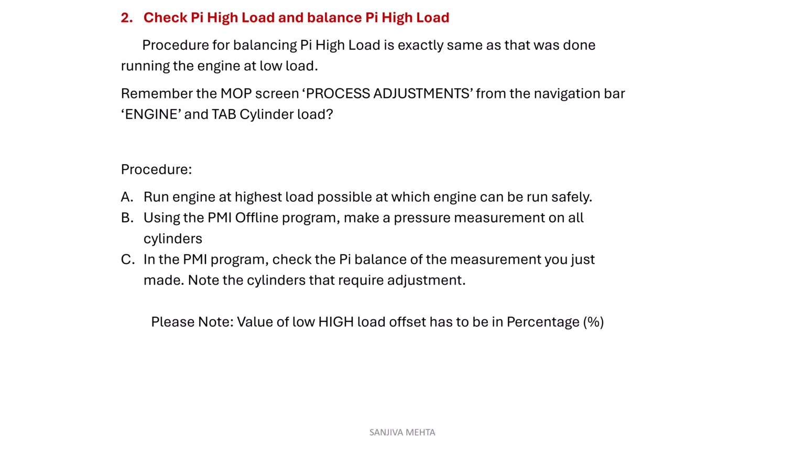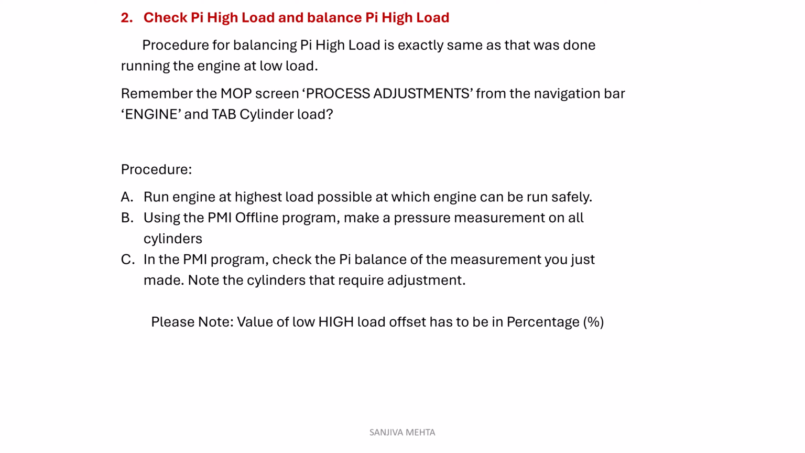So check PI high load and balance PI high load. The procedure is exactly the same as low load. Remember the MOP screen: process adjustment from the navigation bar, engine and tab cylinder load. Run the engine at the highest load possible at which the engine can be run safely. Using the PMI offline program, make a pressure measurement on all units, all cylinders.